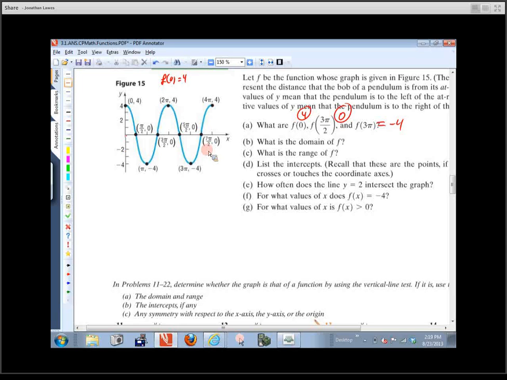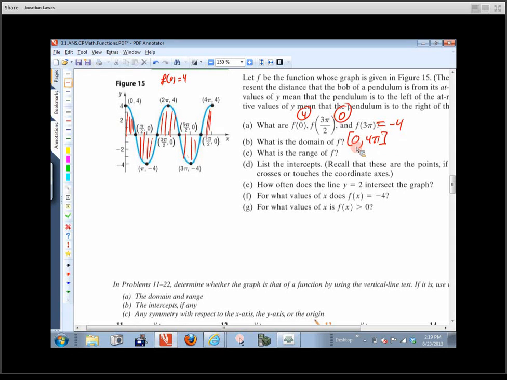Here's how I describe this. If you want to know what the domain is, take the graph and squish it onto the x-axis. Take all those points, squish them down here, all these, squish them up here, and so forth. Do I have any answers over here? None. Any over here? Okay, so they start where? Start at 0, stop at 4 pi.